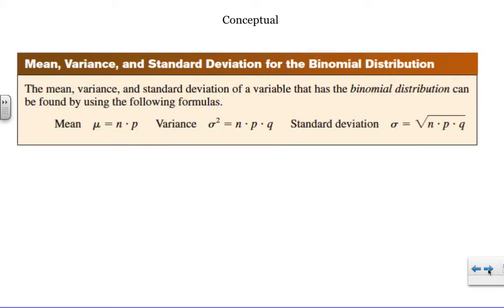All right, so here are our formulas. The mean for a binomial distribution is simply the n value times p. That's it. The variance is n times p times q, and the standard deviation is the square root of n times p times q. So really, really basic formulas. You don't have to memorize them, but you do have to be able to use them. So let's look at an example.